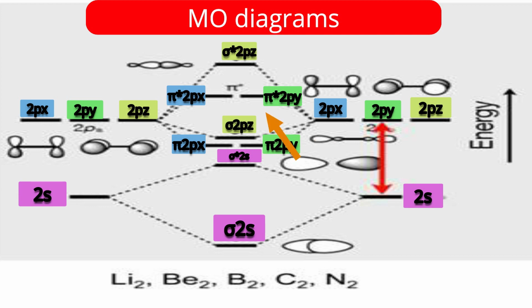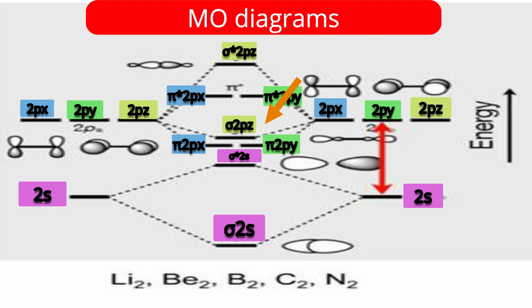About the antibonding orbitals, there is no difference. What are we finding? Pi star 2px and pi star 2py are of lower energy than sigma star 2pz. Because of strong interaction, sigma star 2pz is more unstable, increased in energy. So the strong sigma interaction is revealed here, but it is not revealed in the bonding orbitals.